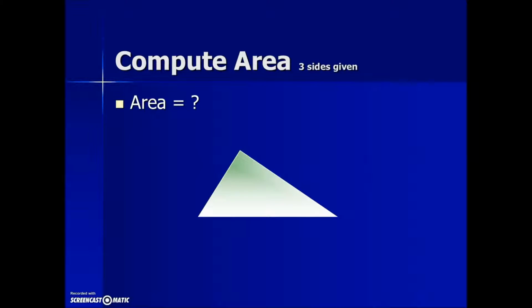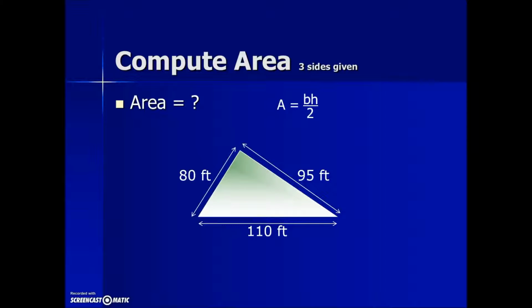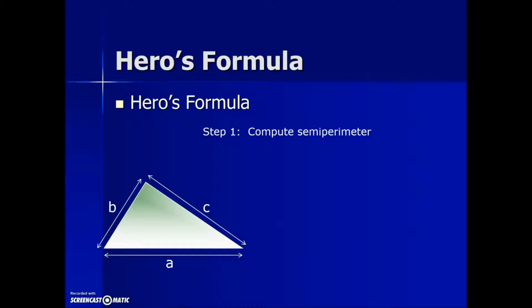However, to find the area of a triangle, in the example that we just had, we had the lengths of the three sides. Our formula that we covered earlier was to take the base times the height and divide it by 2, the conventional formula for the area of a triangle. However, we don't know that perpendicular height from one side of the triangle. So we need to go to a different formula. And that different formula is known as Hero's formula.